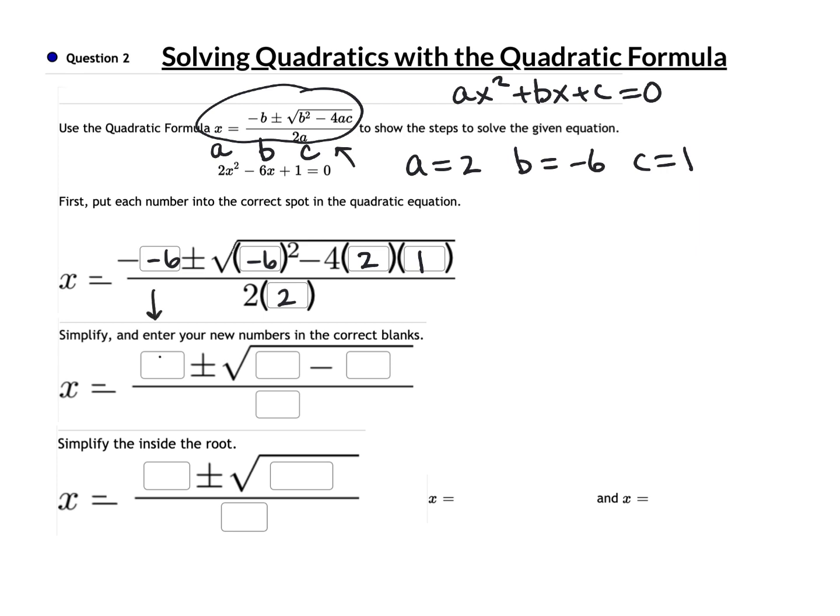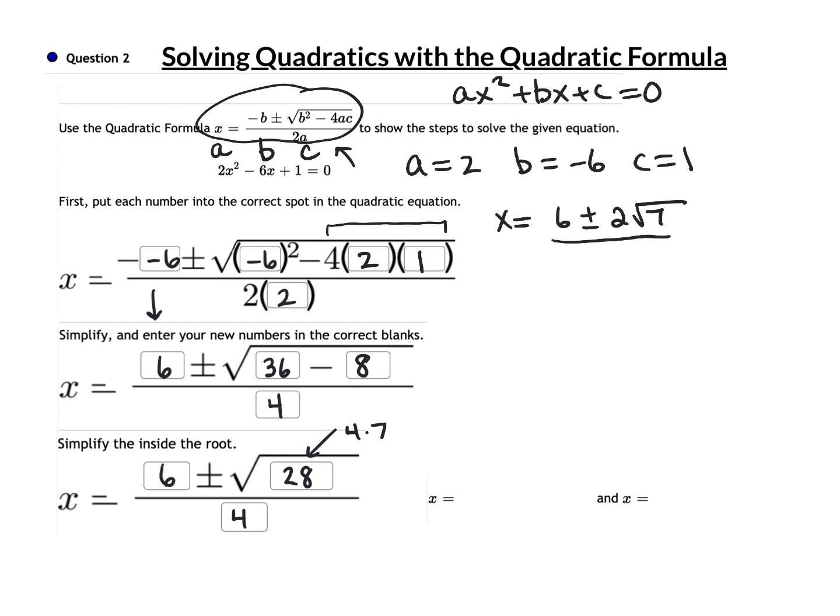The opposite of negative 6 is 6. Negative 6 squared is negative 6 times negative 6, that's 36. 4 times 2 times 1, that's 8. All over 2 times 2, which is 4. This is 6 plus or minus 36 minus 8 is 28 all over 4. 28 has a perfect square in it. 28 is 4 times 7. We're going to write this then as x equals 6 plus or minus the square root of 4 goes out in front of the root as a 2, 2 root 7, all over 4.